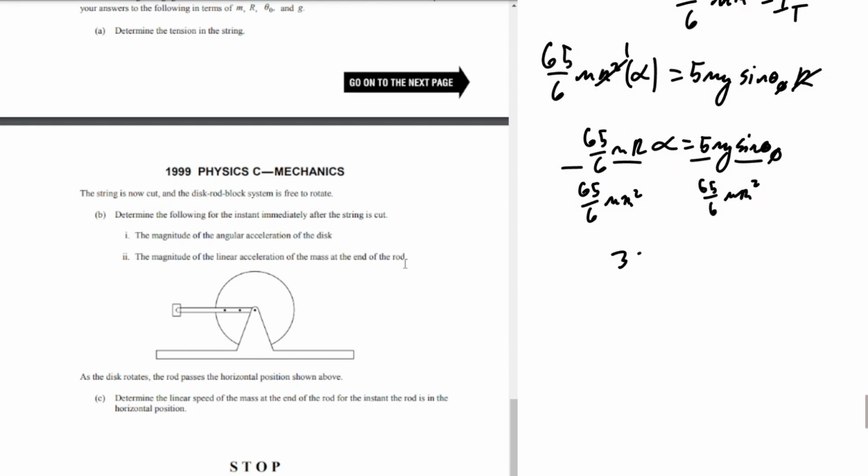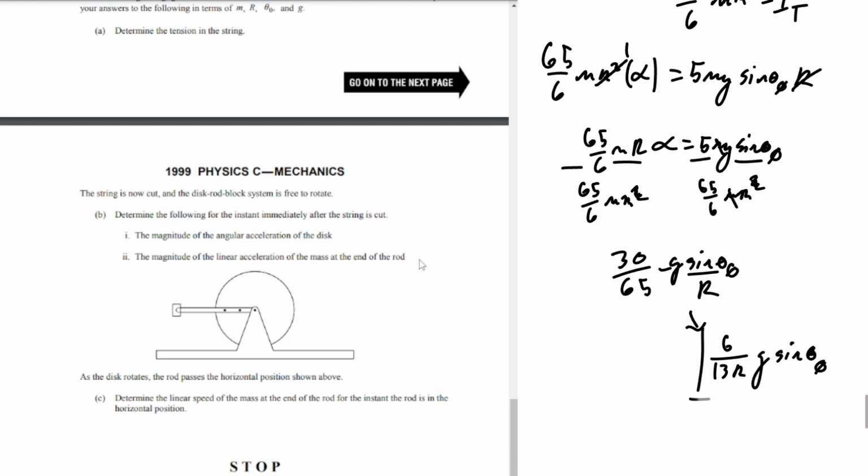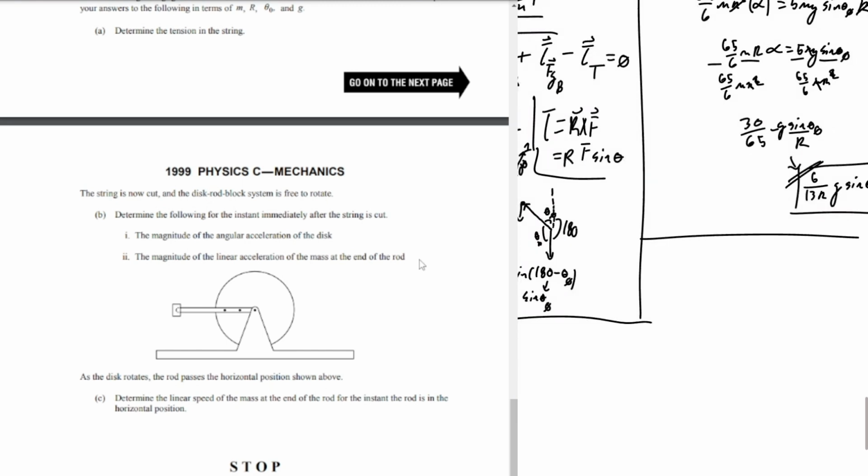And I'll get 30 over 65. Well, the m's cancel. g sine theta. All right, this is not r squared. It's just r. g sine theta naught divided by r. And we'll simplify that down to, what's 65 divided by 13? So 6 over 13r, g sine theta naught. That is the angular acceleration. Amazing. Let's do the next part.